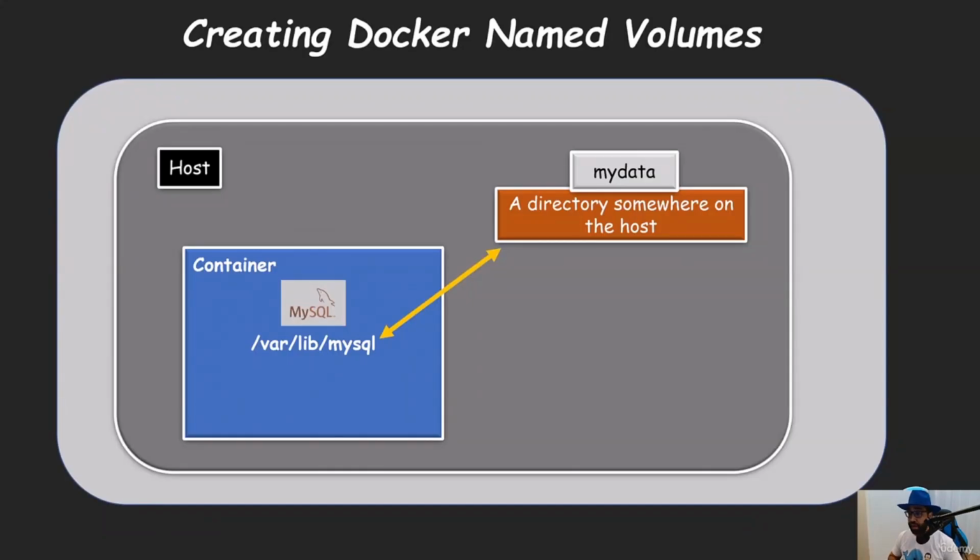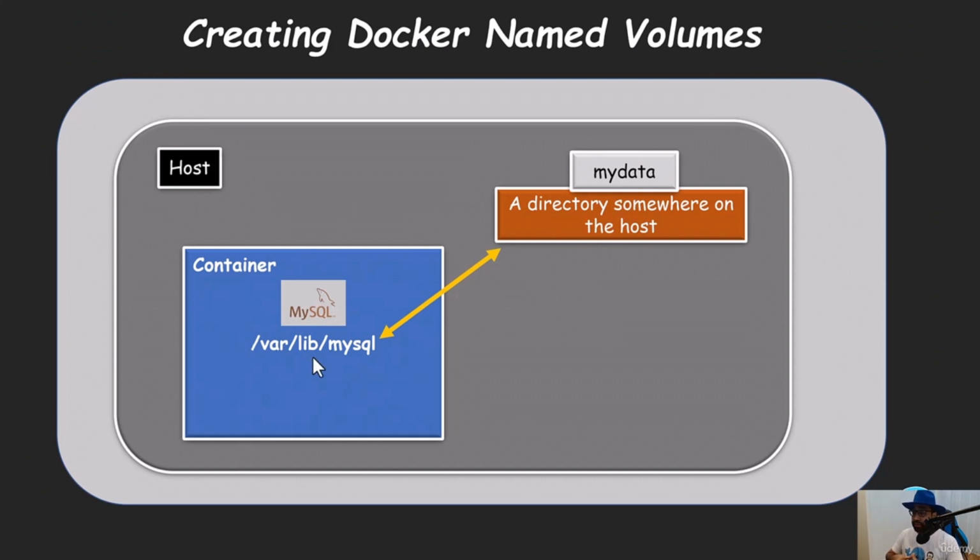Hello everyone. In this video, I will show you how to persist data and not lose data by creating Docker named volumes. Okay, so this illustration gives you an amazing idea of how this works. So in our host, we will create a Docker named volume. We will call it my data. All right, and this will mount to a location on our container.